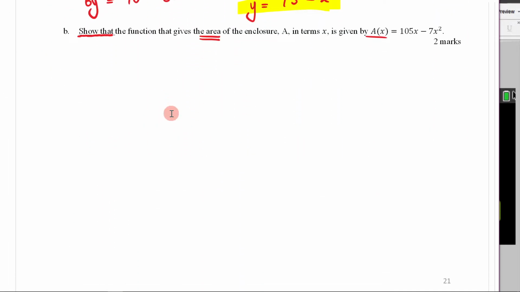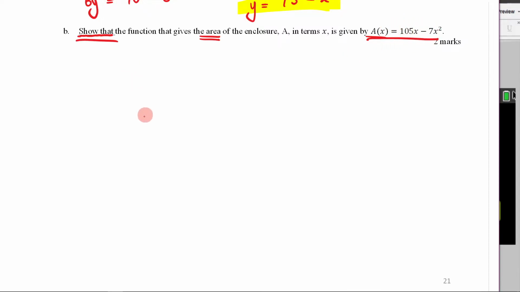Okay, with that being said, I want to go through what a show that question is telling us. What is a show that question telling us? It's saying that we need to show that this is true. We cannot use this in our working out. We need to arrive at this.